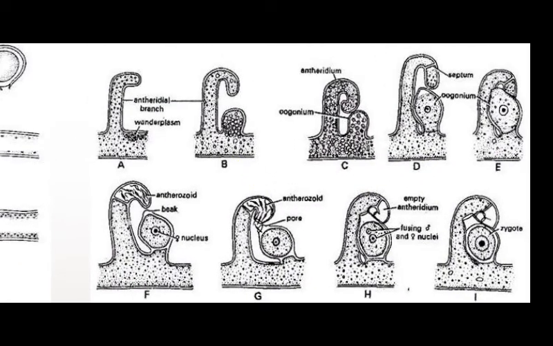So next we will discuss the structure and development of the oogonium. The oogonium again starts with the accumulation of a colorless multinucleate mass of cytoplasm.